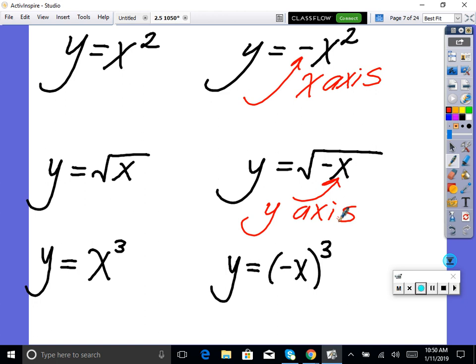So what about this one? Reflects over the y-axis. What if I put a negative in front? It would also be a reflection over x as well. Do you guys see the difference? Okay.